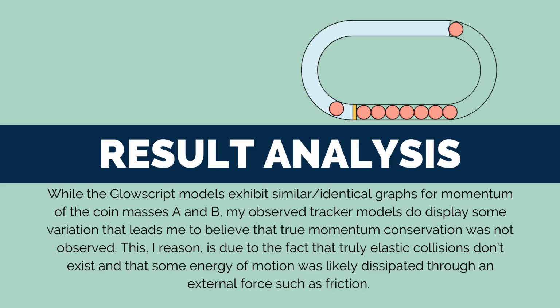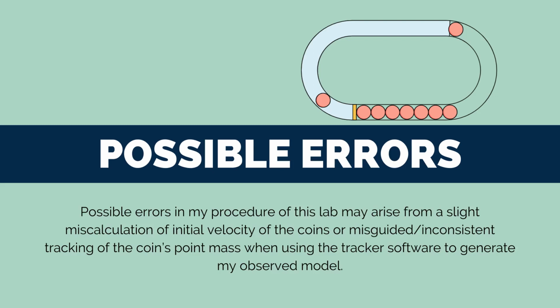While the GlowScript models exhibit similar or even identical models for momentum of the coin masses A and B, my observed Tracker models do display some variation that leads me to believe that true momentum conservation was not observed here. This, I reason, is due to the fact that truly elastic collisions don't exist in nature and that some energy of motion was likely dissipated through an external force such as friction. Possible errors in my procedure may arise from slight miscalculations of initial velocity of the coins or misguided or inconsistent tracking of the coin's point mass when using the Tracker software to generate my observed models.